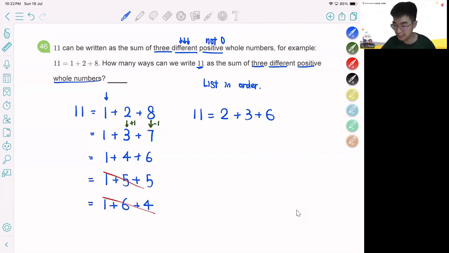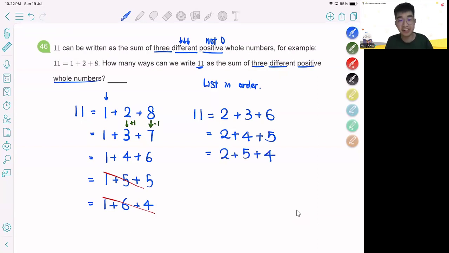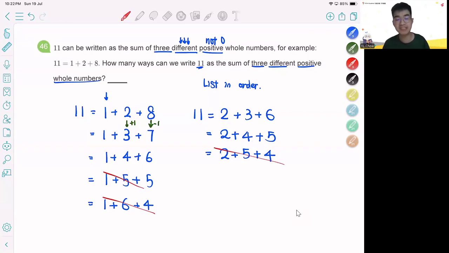Now, all I need to do is to keep listing. The next one, 2 plus 4 plus 5. Another way. The next one, 2 plus 5 plus 4. You realize we have started to meet repeats. The numbers are not in ascending order. So at this point, there's actually no need to continue. Once we found a repeat, we can just stop here. You can continue listing beyond, and you realize there won't be any other valid cases.